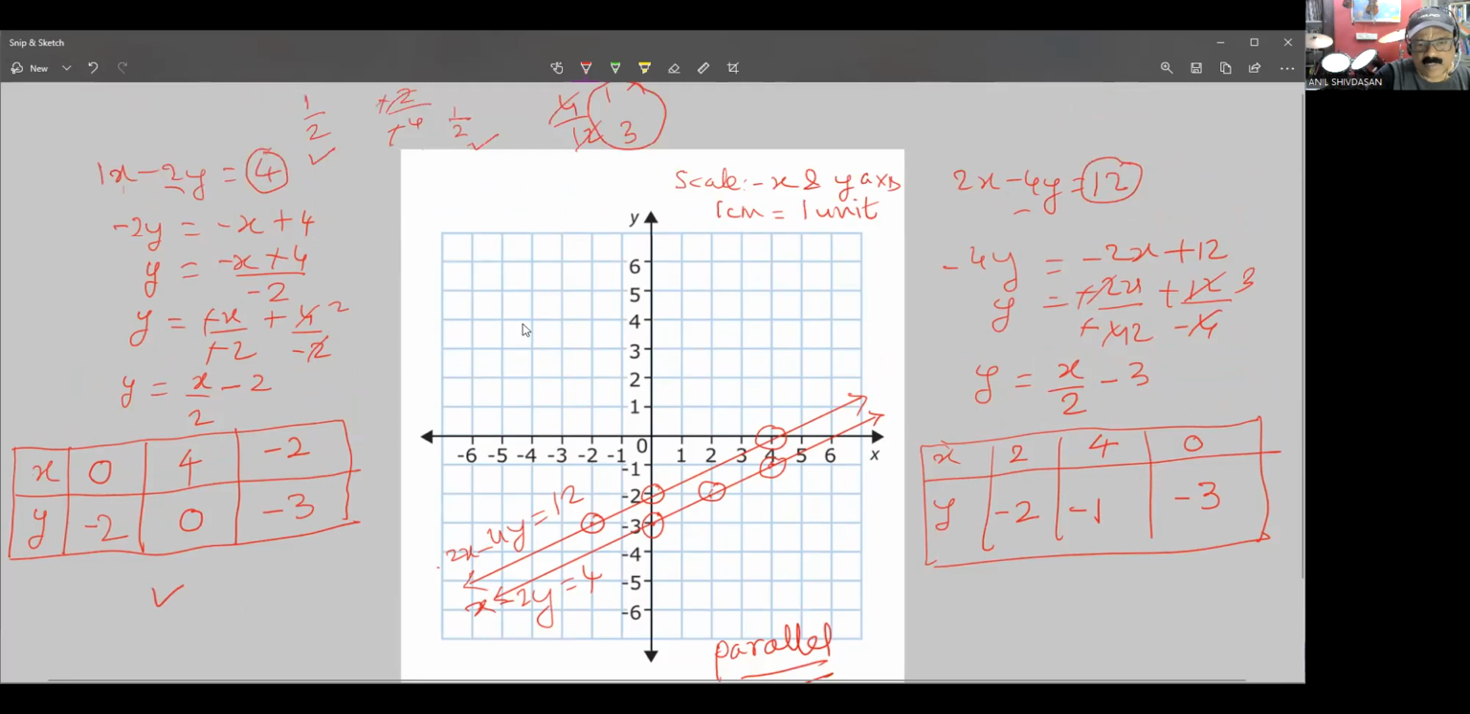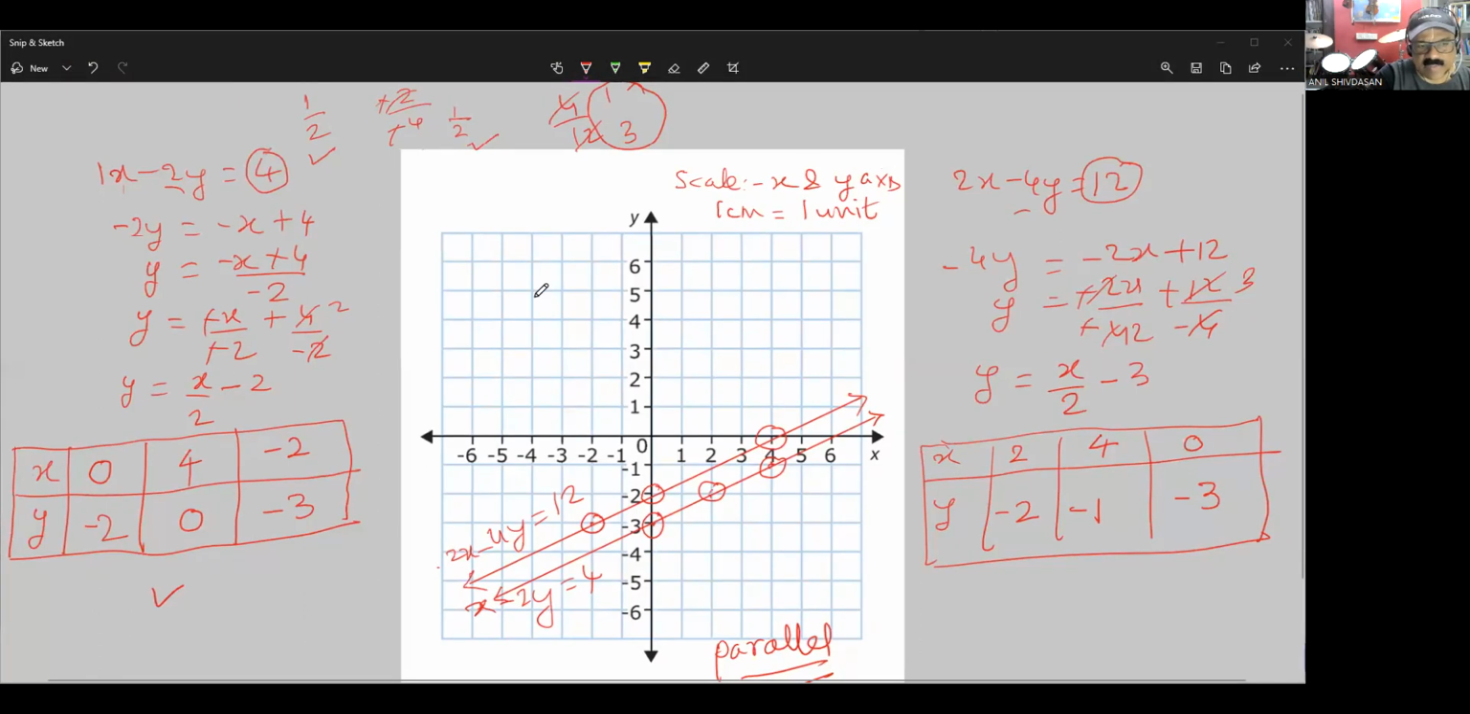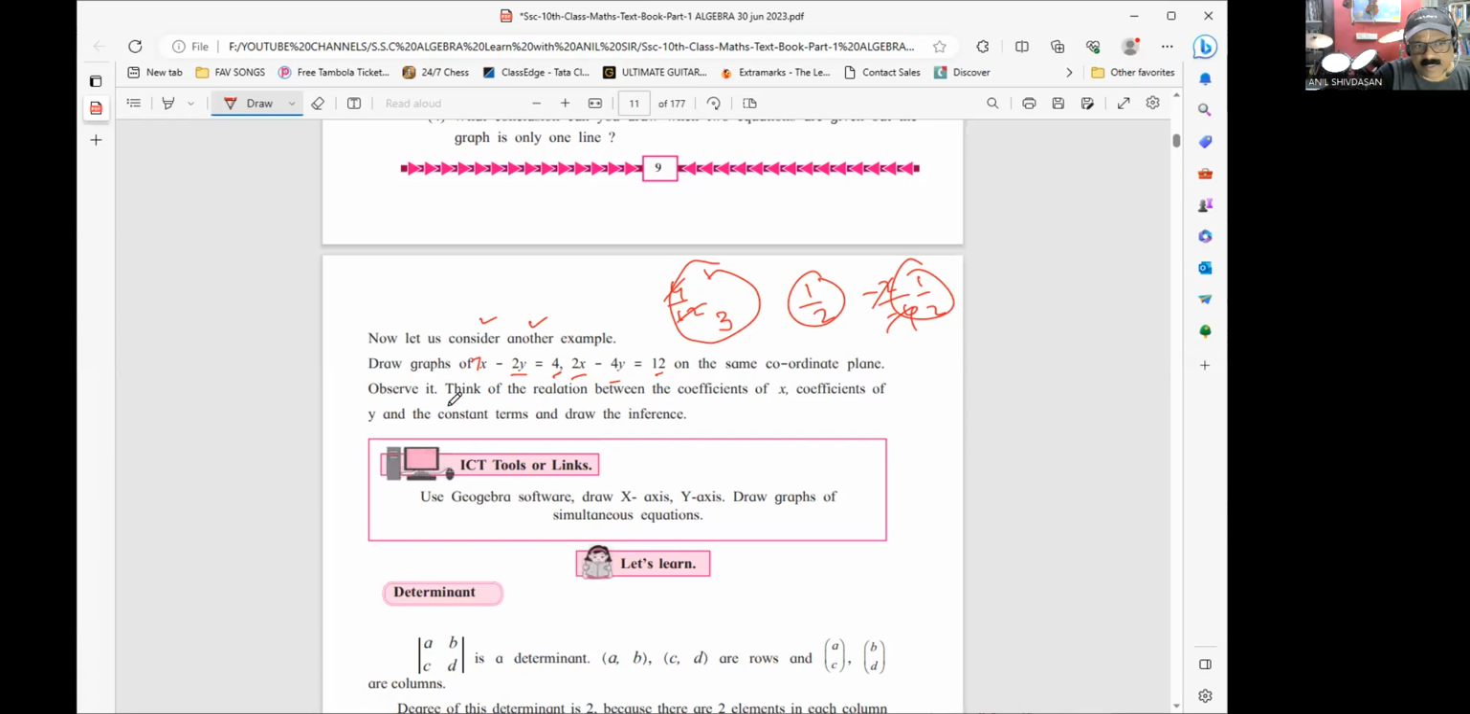So let's go back to the question paper and see what they are saying. Observe it. We have plotted the points. Think of the relation between the coefficients of x, coefficients of y, and the constant term, and draw the inference. So the coefficient of x is 1 upon 2, the coefficient of y is also 1 upon 2, and the ratio of the constant terms is 4 upon 12, which is 1 upon 3. So in this case, you will get parallel lines.